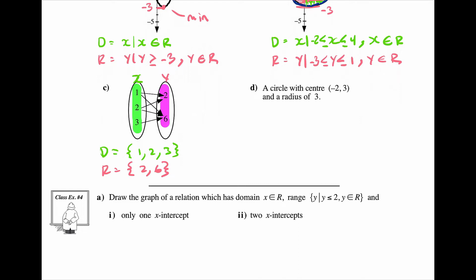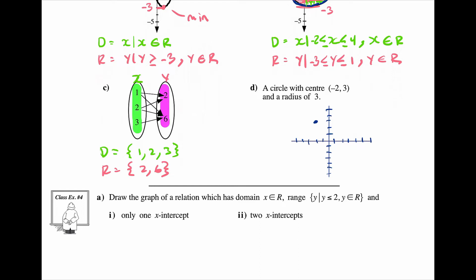Okay, and moving on to the last one. Now we have a word problem right here. It tells us we've got a circle with a center at -2 and 3 and a radius of 3. So we know that radius is half the circle. We could draw this out or just use some math. I'm just going to draw some little increments right here. It's at -2 in the x and +3 in the y. So that is our center of the circle.